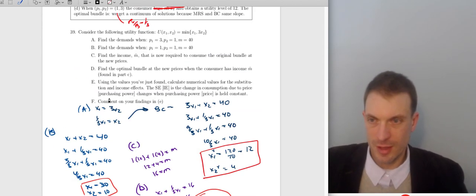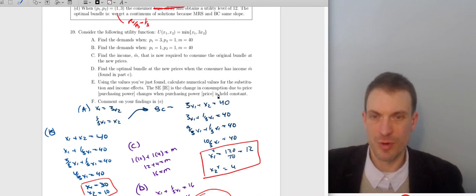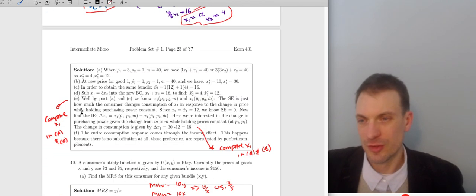All right. So find the values: calculate the numerical values for the substitution effect and the income effect. The substitution effect is a change in consumption due to a price change when purchasing power is held constant. The income effect is a change in consumption due to a change in purchasing power when price is held constant. Okay. So that's part E.